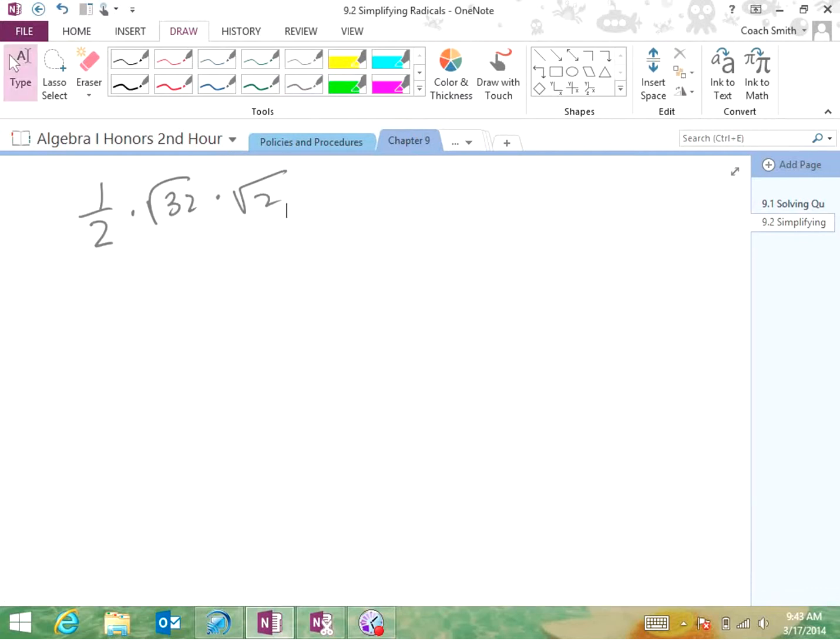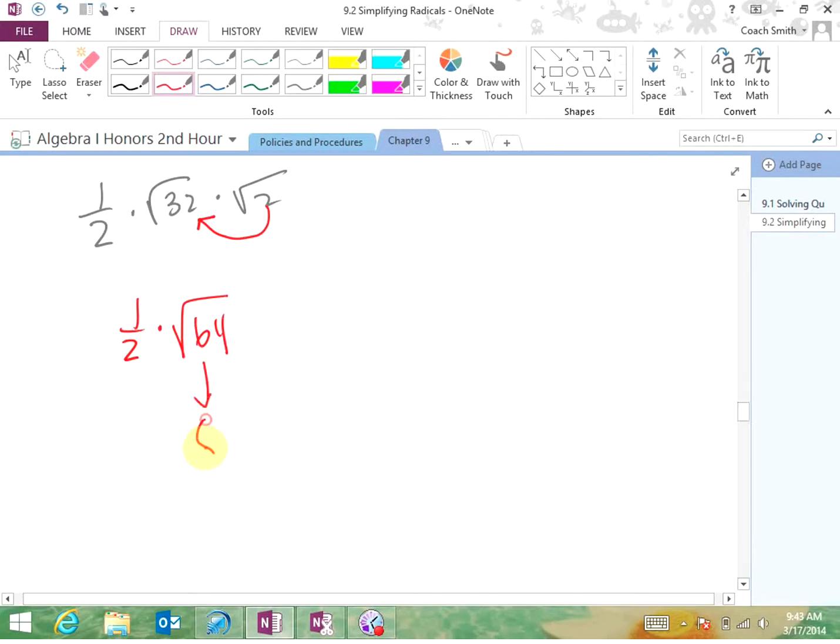What do we get? 4. That is correct. Now, once again, they make this harder than it really is. Okay, just simply take and multiply those two together. That gives me 1/2 times the square root of 64. Square root of 64 is a perfect square. Okay, that's 8. 1/2 times 8. 4. Okay, y'all went the long way, right? Yeah. Don't go the long way.